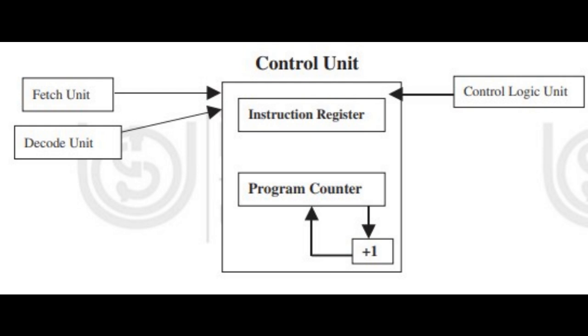Specialized electronic circuits, the fetch and decode unit, in the control unit are designed to fetch and decode program instructions held in the main memory. Each instruction is read from the memory into the instruction register. The process of reading an instruction is often referred to as the fetch-execute process.